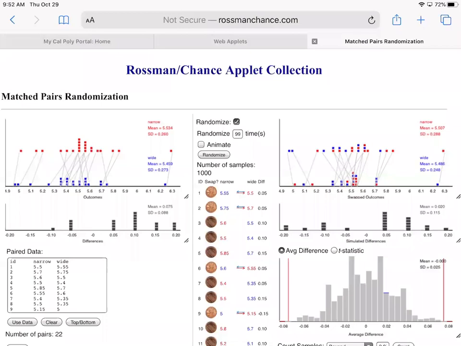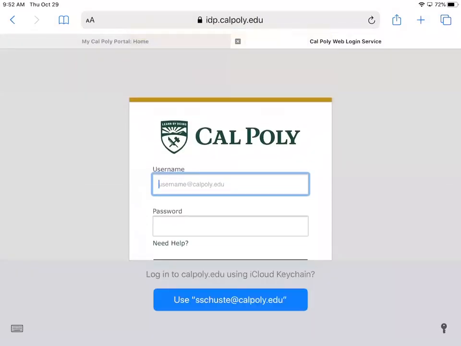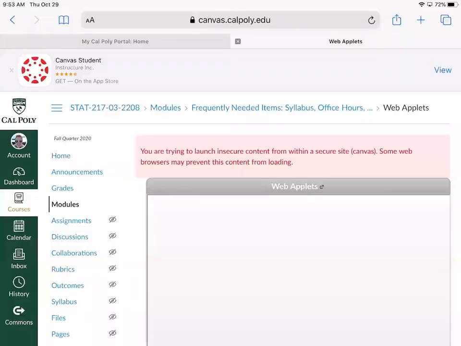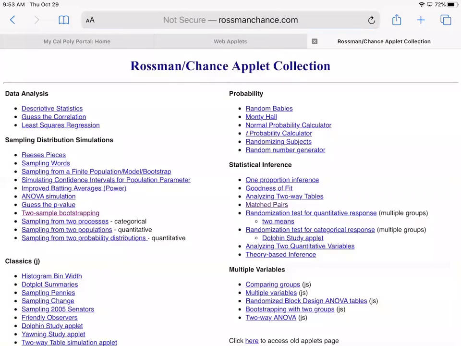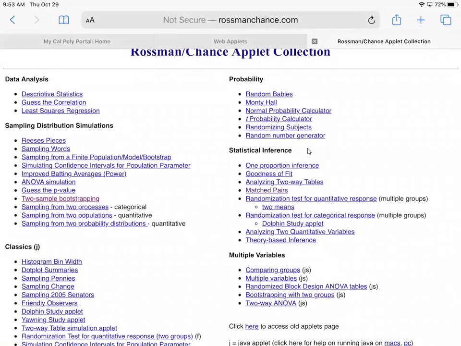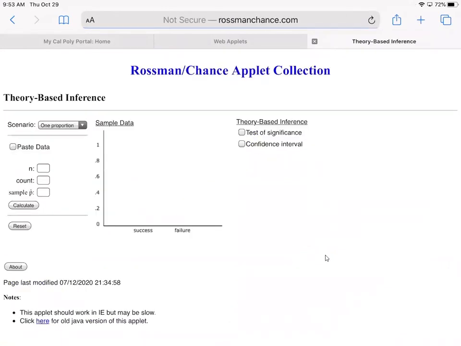So I'm back at the applets page. I'm going to close that down and, oh, bugger. I love when it tries to be helpful and locks me out. Okay, so go back to web applets. Theory-based under statistical inference. Here we're going to do theory-based inference, which we've done quite a bit.